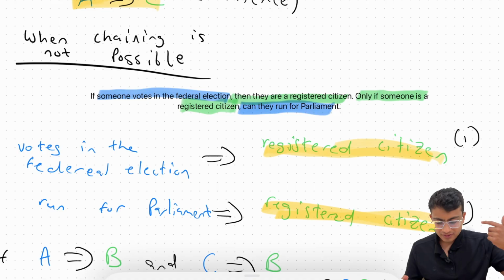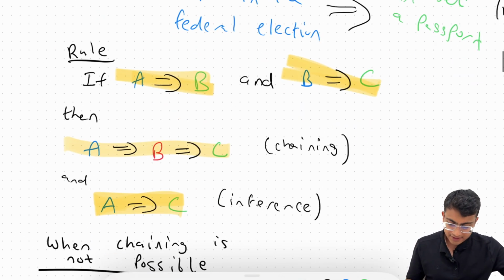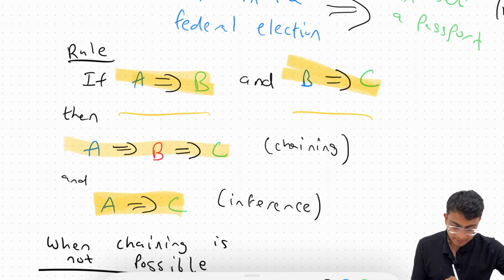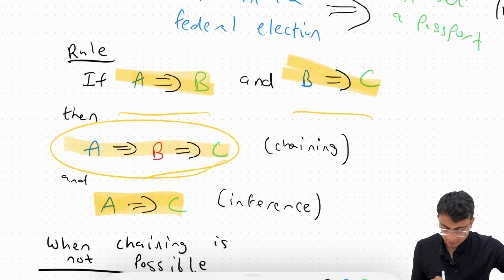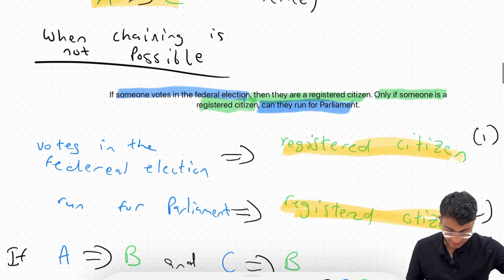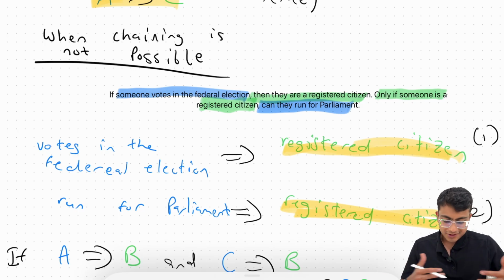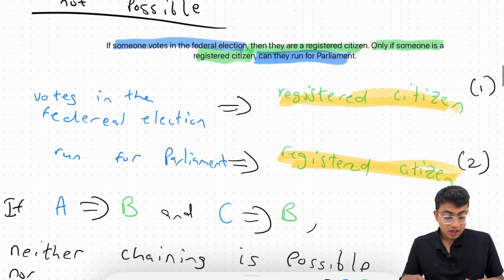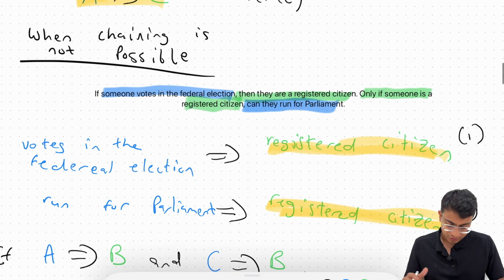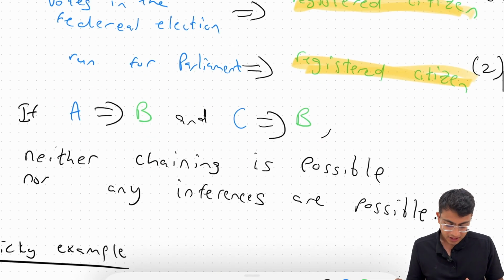Another way to think about why chaining is not possible here is that all we did when we did chain was follow the arrow. When we have A implies B and B implies C, we wrote A implies B, and then we just followed the arrow. We know that there's an arrow going from B to C. That's why we could write this. In this example, there is no arrow leading out of registered citizen. So there is no chaining possible, and therefore no inferences we can do. Yeah, so that's it. No more conclusions to make, full stop.